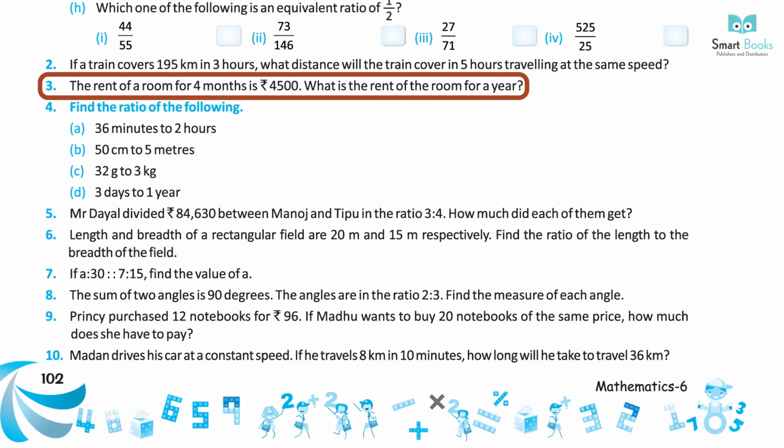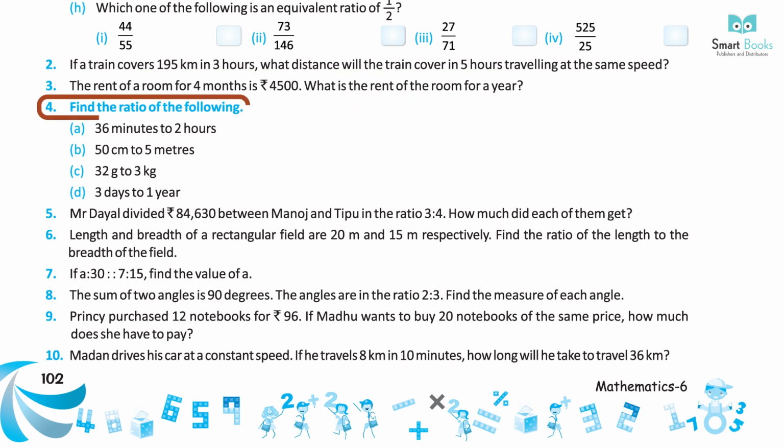Question 3. The rent of a room for 4 months is rupees 4,500. What is the rent of the room for a year? Solution: rupees 13,500. Question 4. Find the ratio of the following. A. 36 minutes to 2 hours. Solution: 3 ratio 10. B. 50 centimeters to 5 meters. Solution: 1:10. C. 32 grams to 3 kilograms.